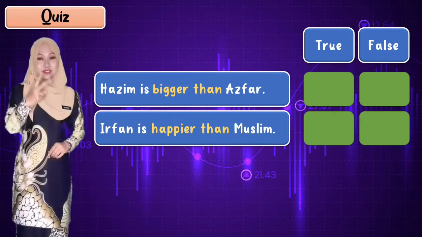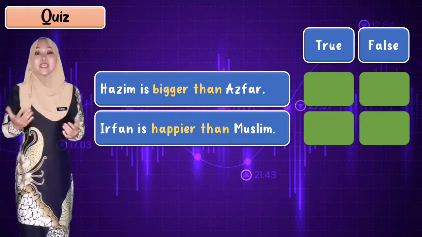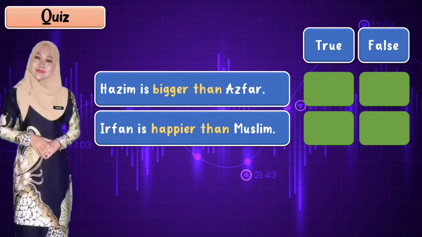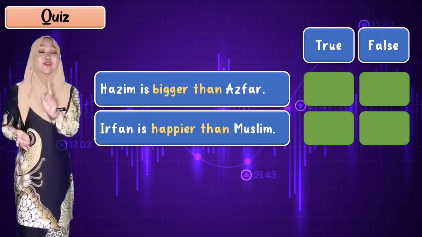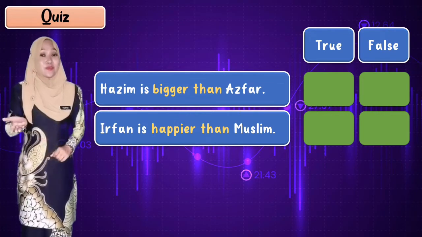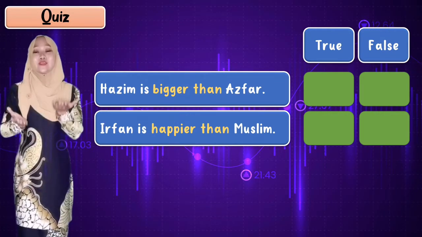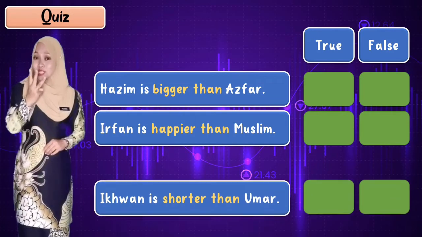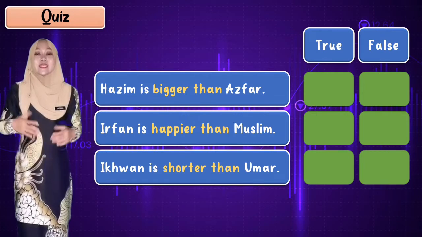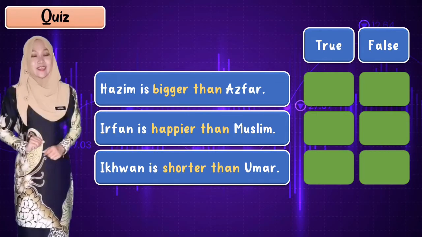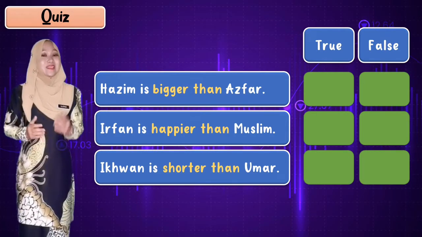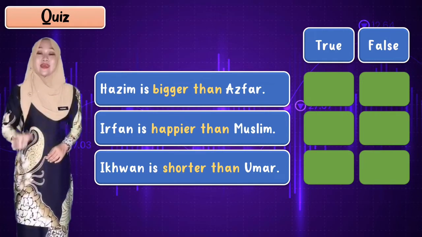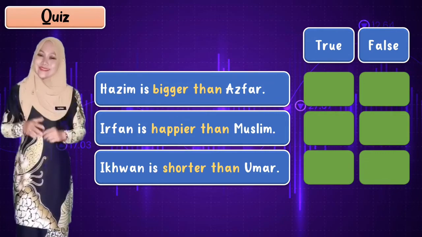Quiz question number 2. Irfan is happier than Muslim. So, again, only you know the answer, either true or false. Only you know your classmate. And the last question, quiz question number 3. Ikwan is shorter than Umar. Again, only you know your classmate. Please write either true or false.